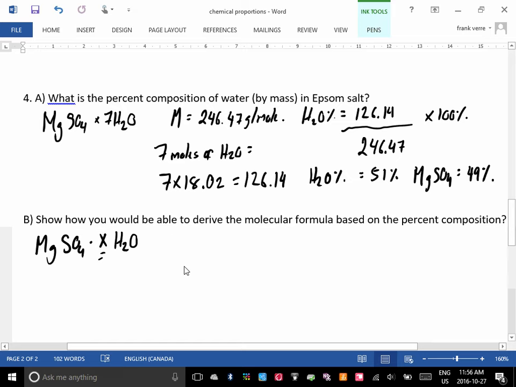So imagine we took 10.0 grams of Epsom salt. Now, imagine we heated it, and this is what you're going to do. We heated it. What do you think would happen to the Epsom salt? What should happen? Considering the fact that water is attached to it, what should you start to see?